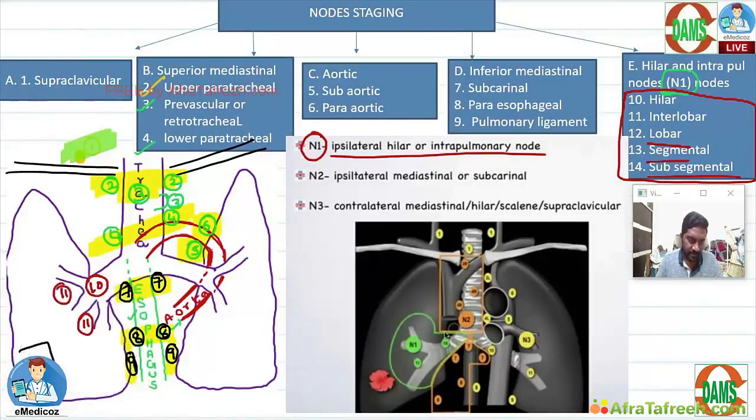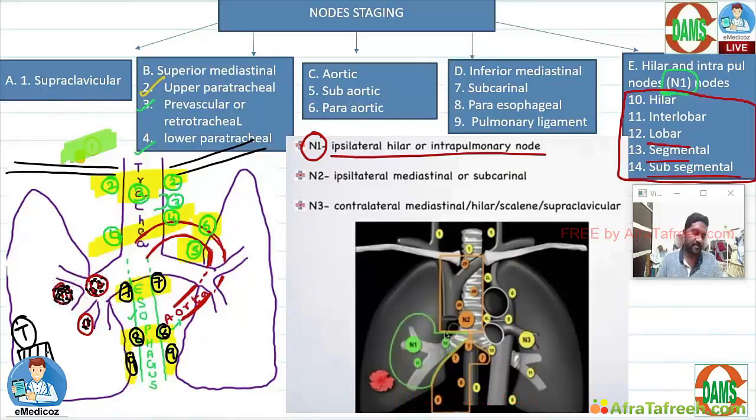Suppose there is a tumor like this. So this is the primary tumor. And this tumor is causing enlargement of these nodes, involvement of these nodes. On a CT, you can see it as enlargement. But if you take a biopsy, you can see malignant infiltration.